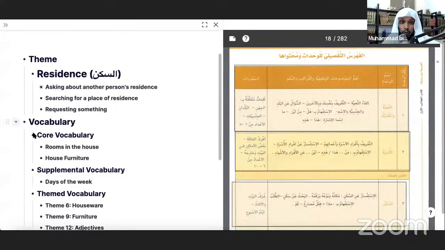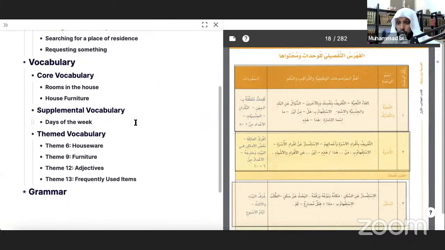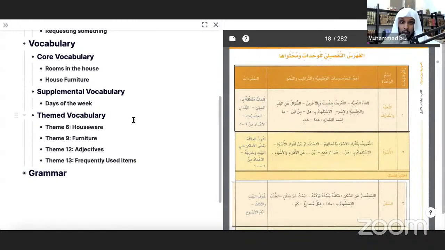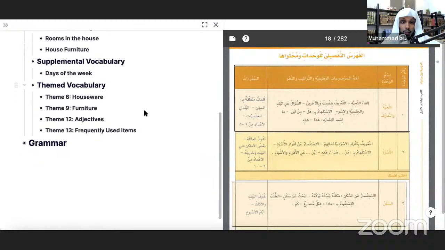In terms of vocabulary, the core vocabulary is about different rooms in the house and the house furniture. Those are the two main categories of new words you're going to learn in this unit. The supplemental vocabulary is about the 7 days of the week in Arabic, how do you say them? And in terms of themed vocabulary, this unit is related to many themes.